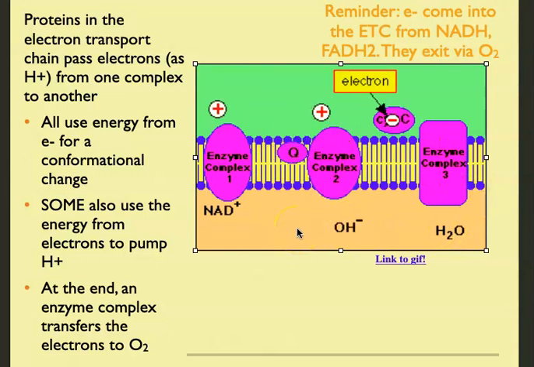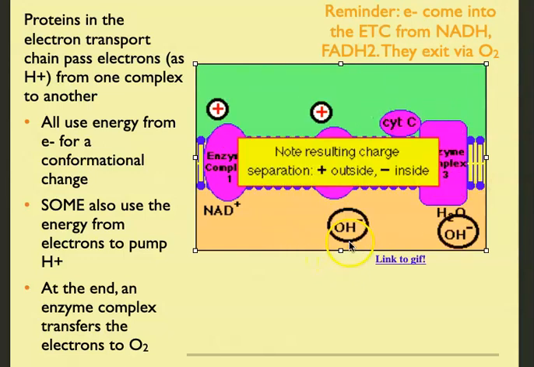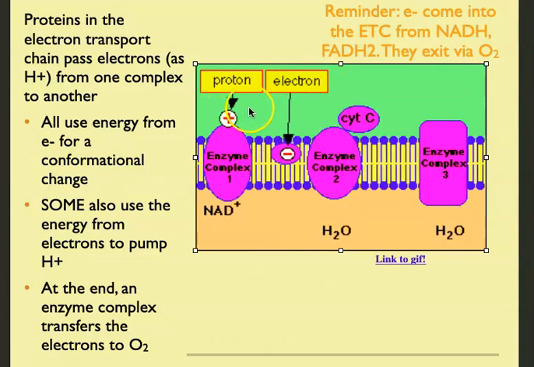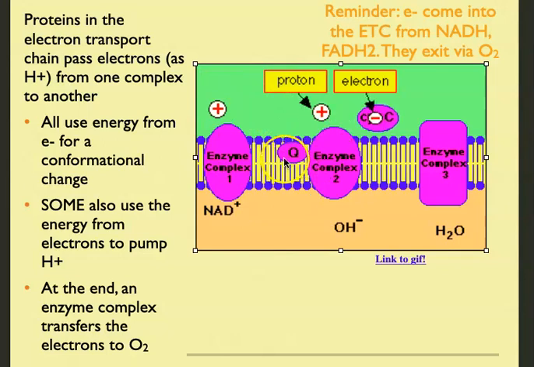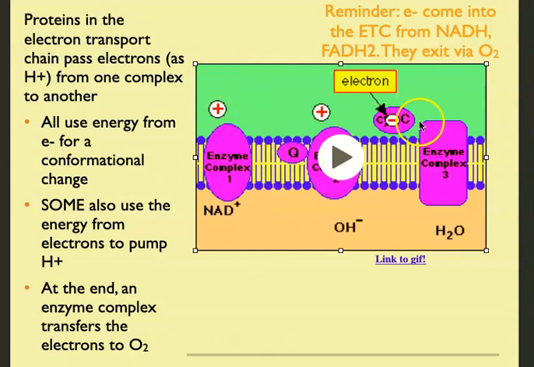The takeaway from this is that we are building up a proton gradient. Protons are going to be higher in concentration on one side of the membrane, and that whole process is fueled by the energy from this electron.